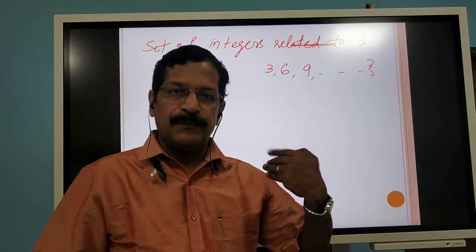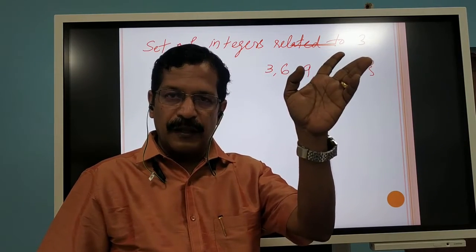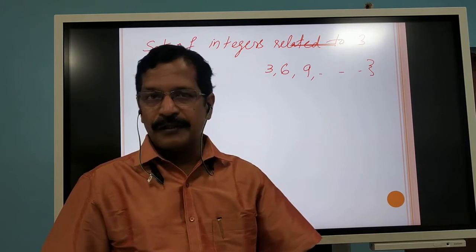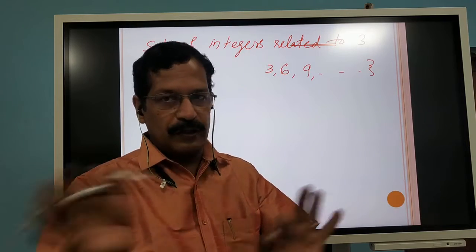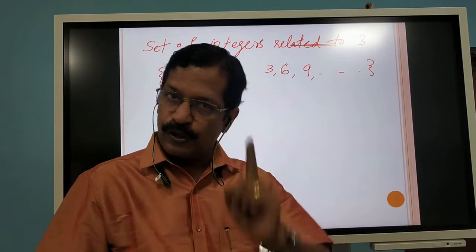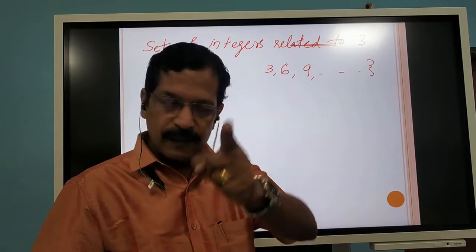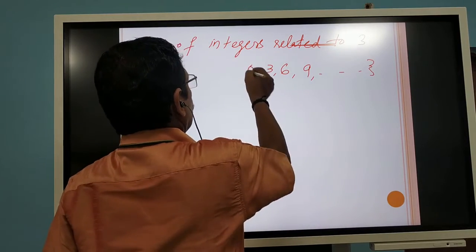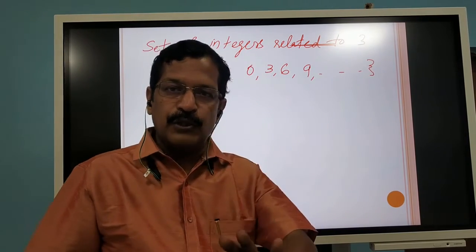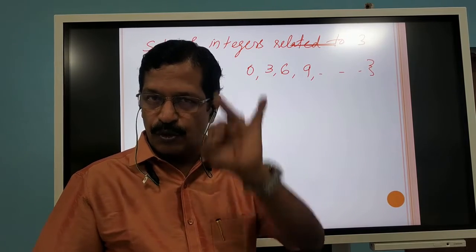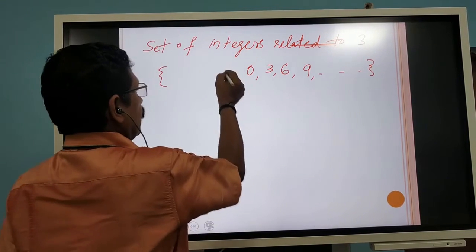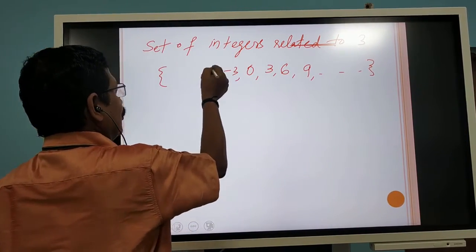Now left side of 3. 2 not related to 3. 1 not related to 3 because 1 minus 3 is 2 only. Not possible. 0 is related to 3 because 0 minus 3 is negative 3. So 0 possible. Negative 1 not possible. Negative 2 not possible. Negative 3 is possible. So negative 3. Negative 6.